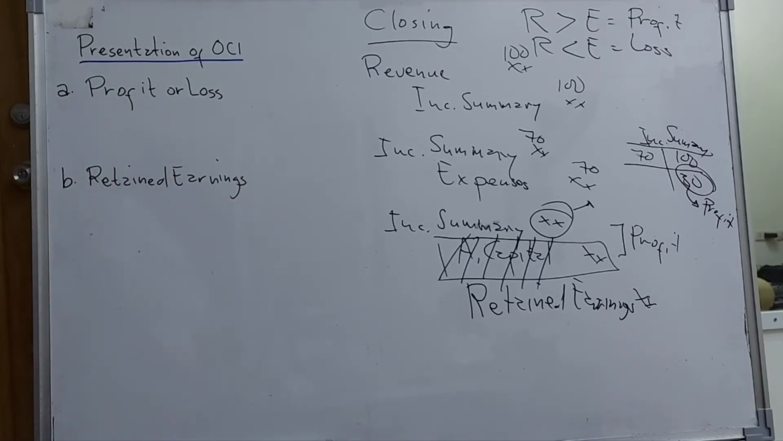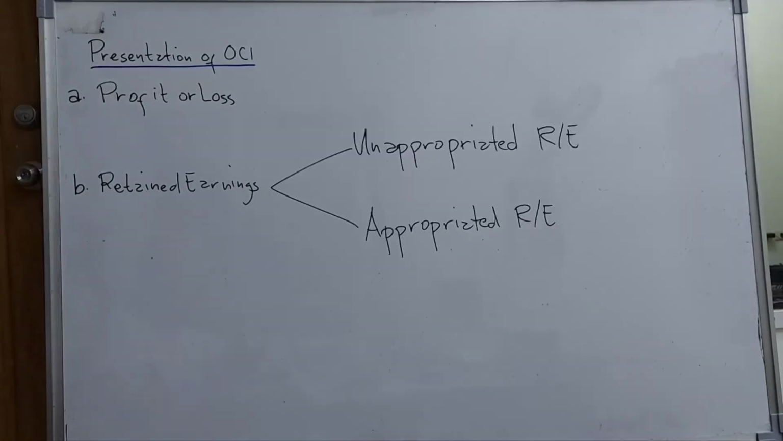Yung main source ng retained earnings natin ay profit. Okay? Sa retained earnings, may dalawang klase: merong appropriated and unappropriated. Ano yung pinagkaiba ng unappropriated retained earnings sa appropriated retained earnings? Pag sinabi kasi nating unappropriated retained earnings, ito yung free na pwede nating i-declare as dividends.